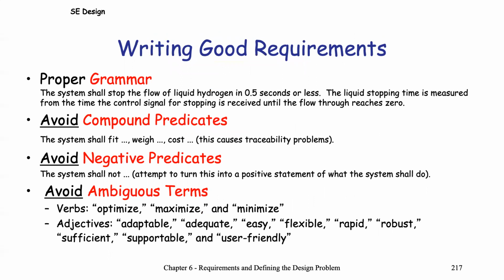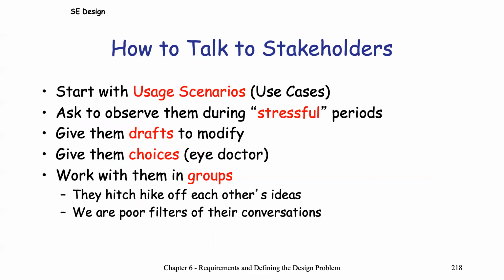You want to be avoiding negative predicates. So "the system shall not" is really something that you should avoid. You want to tell what the system shall do. And once again, avoid ambiguous terms: optimize, maximize, minimize. In terms of how would you verify that? Those are not very clear, including things like adaptable, flexible, rapid, robust, etc. And there are some more terms that you're seeing as examples.